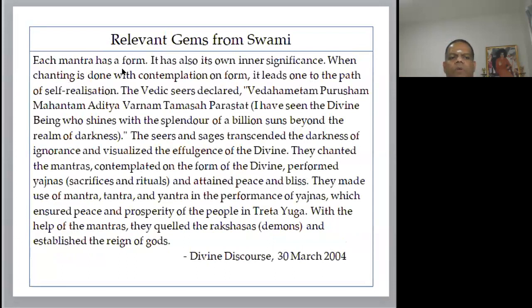Each mantra has a form. It has also its own inner significance. When chanting is done with contemplation on form, it leads one to the path of self-realization. Vedic seers declared, Vedaha Metam Purusham Mahantam, Aditya Varnam Tamasav Parastat. I have seen the divine being who shines with the splendor of a billion suns beyond the realm of darkness.